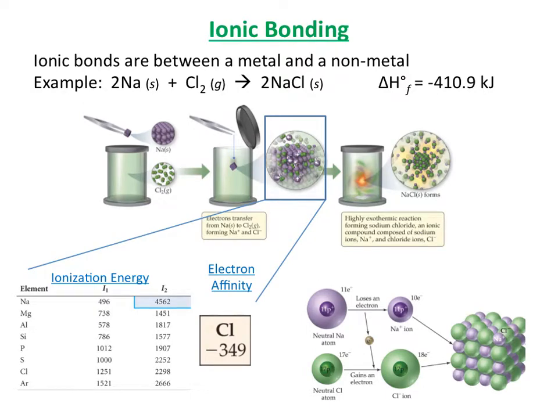Welcome to the how-to for ionic bonding. Ionic bonds are between a metal and a non-metal, an anion and a cation, or some kind of polyatomic anion.